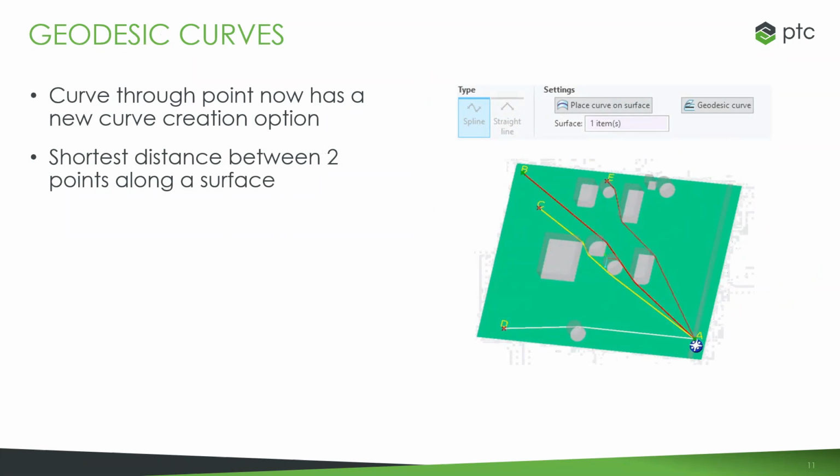But with this, it's the shortest distance between those 2 points. That has a lot of great downstream uses, like you can see here, probably work well for a routed capability when you want to have the shortest distance between there. So another really great option there.